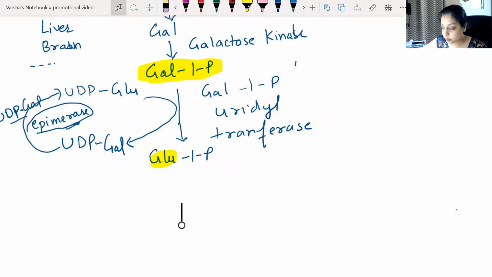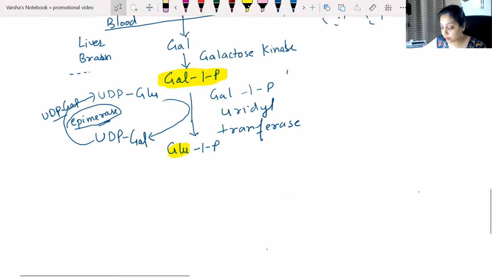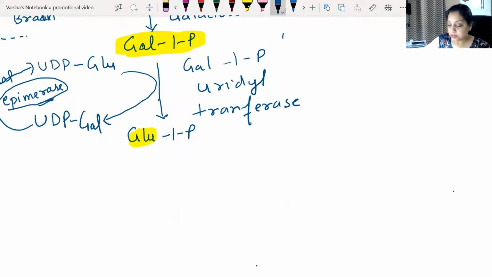Okay, now something went wrong. Never mind. Touch screens, touch screens.